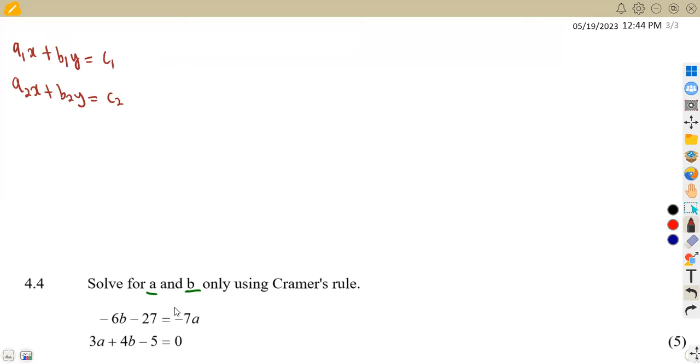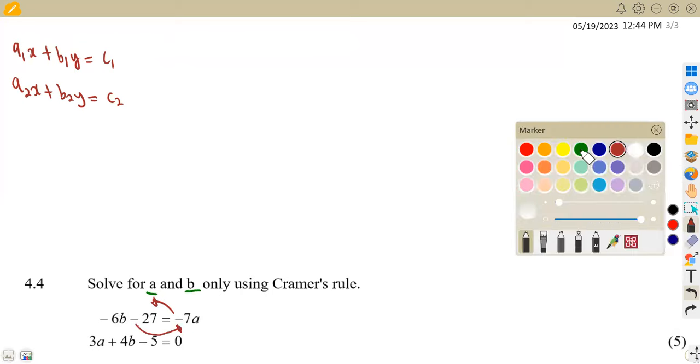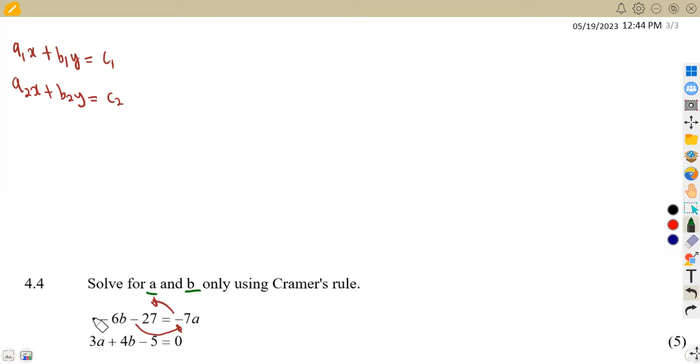So here we can rearrange from this part, negative 7a, we can transpose this to the left-hand side so that it can be a positive. We also transpose the negative 27 to the right-hand side so that it can be a positive also. So meaning to say, the minus 7a to this side is going to be a positive 7a. Then we are left here with a negative 6b. If we transpose the negative 27 to the other part of the equation, this is going to be a positive 27. Okay, so what you need best is to make sure that the equations that you are given are in this format, the format that I presented here.